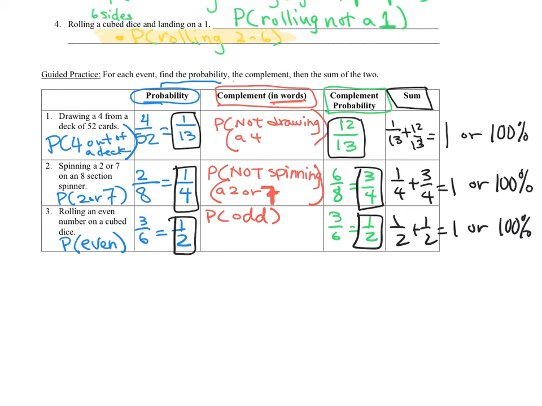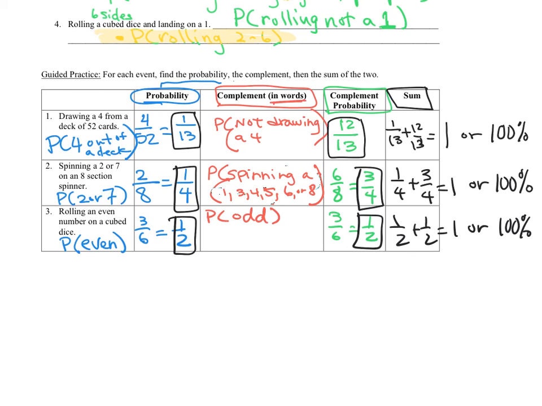So why don't we say the complement in this red one? Let's go back here. And what is the opposite of not spinning a 2 or 7? What is the complement of that? We could rewrite it to say spinning a 1. The reason we say not 2 or 7 is because they're not next to each other. So I think 1, 3, 4, 5, 6, or 8.